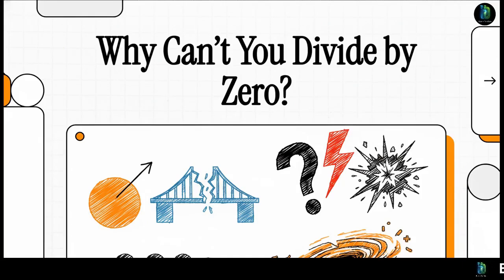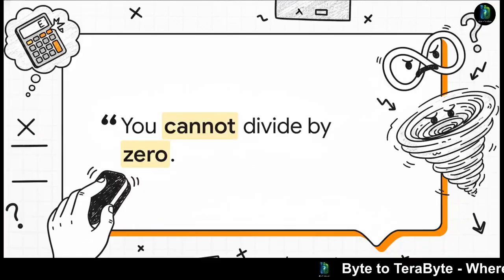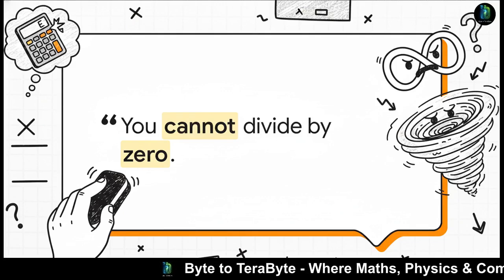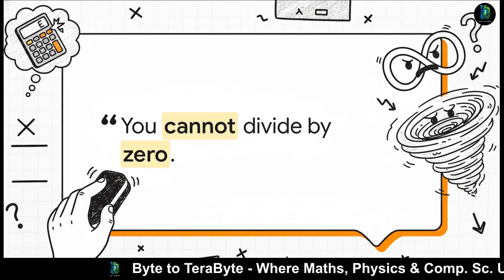It's one of those things we all learn in school, but how many of us actually know why? Why on earth can't you divide by zero? Right? It's a rule you've probably heard 1,000 times. Your teacher told you, your calculator gives you an error. It's just a known fact. You simply cannot divide by zero.